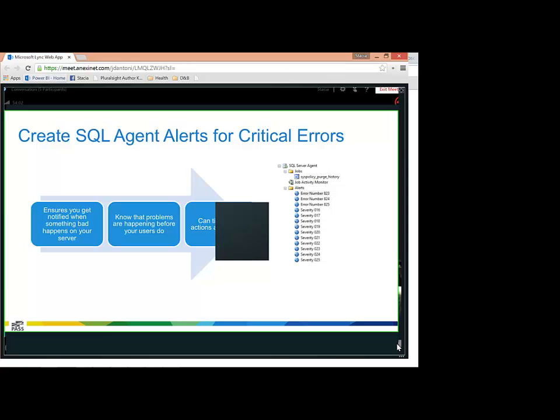Errors 823, 824, and 825 are typically around I/O subsystem failures. So that's when SQL Server can't make a write to disk. Those are also really, really bad. So these are mainly things you're going to want to know about quickly.